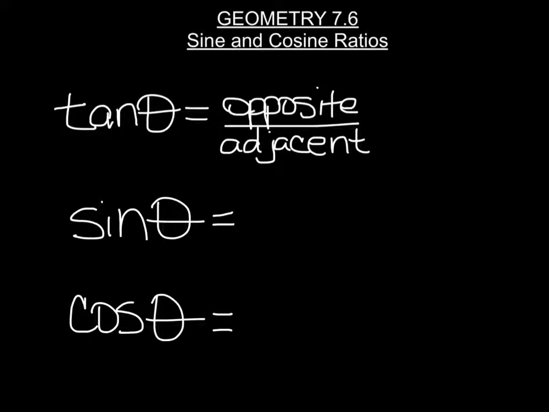Today in Geometry, Chapter 7, Part 6, we're going to talk about sine and cosine ratios. In the last lesson, we learned about the trig function tangent, and we learned that the tangent was the side opposite over the side adjacent. And so today we're going to add to the trig ratios, and we're going to talk about the sine and the cosine function. Okay, remember that we use these trig functions on a right triangle.